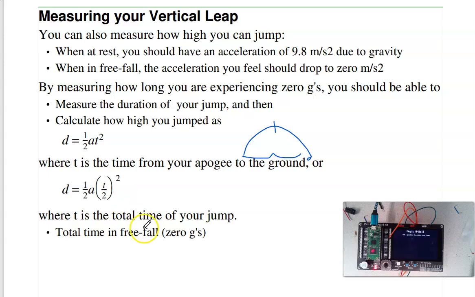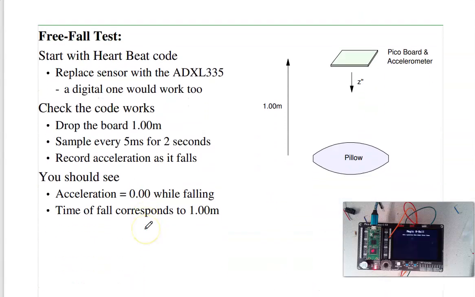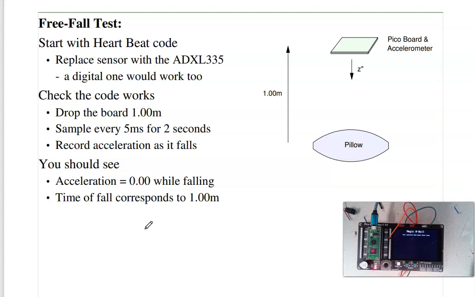Okay, let's see if that works. I'm going to start out the free fall test. I'm going to take the accelerometer and just drop it onto a pillow. Start out with the accelerometer 1 meter above the ground, measured with a ruler. Drop it. Measure the acceleration for 2 seconds. Sampling every 5 milliseconds, and store the data in a file and see what it looks like. What I should see is the acceleration is 0 while falling, and it should fall for 1 meter.